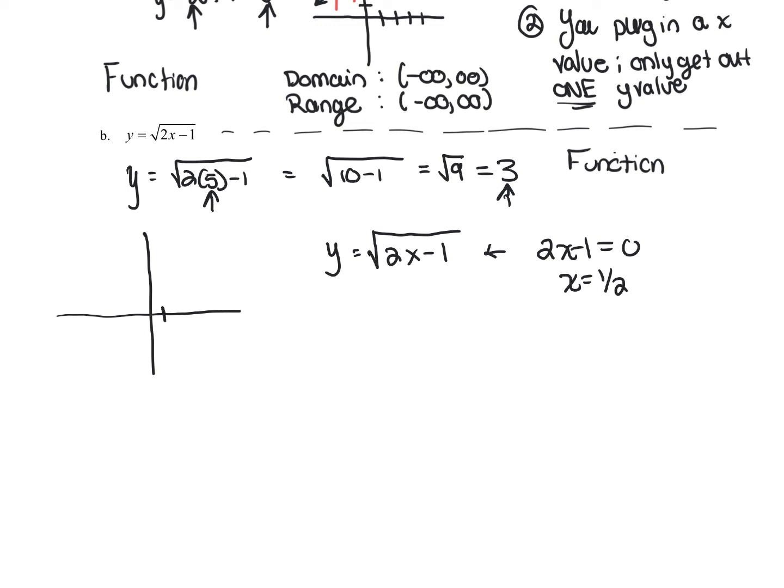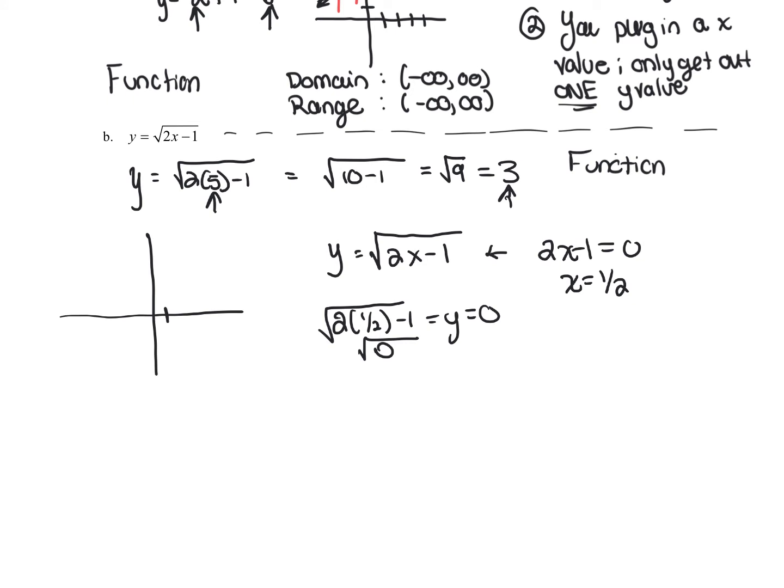When I plug in 1/2, I get 2 times 1/2 minus 1 square rooted. And that's going to equal square root of 0, which is 0. So if I plug in 1/2, I get out 0. We also plugged in 5 earlier and got out 3. So 1, 2, 3, 4, 5, up 3. So this is a square root function that looks like this. Then you can draw your vertical lines to prove your function.